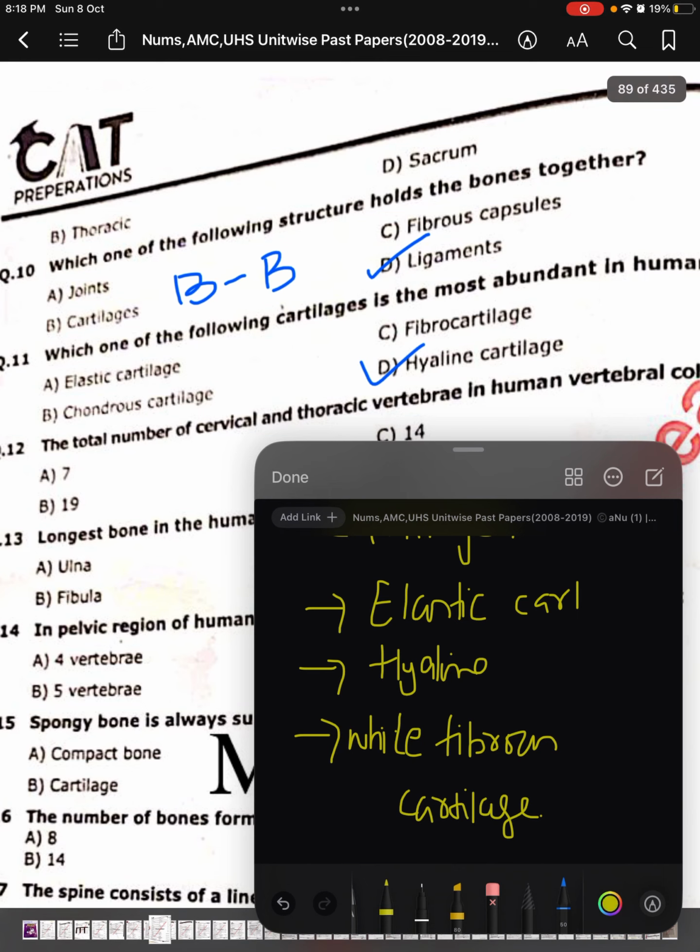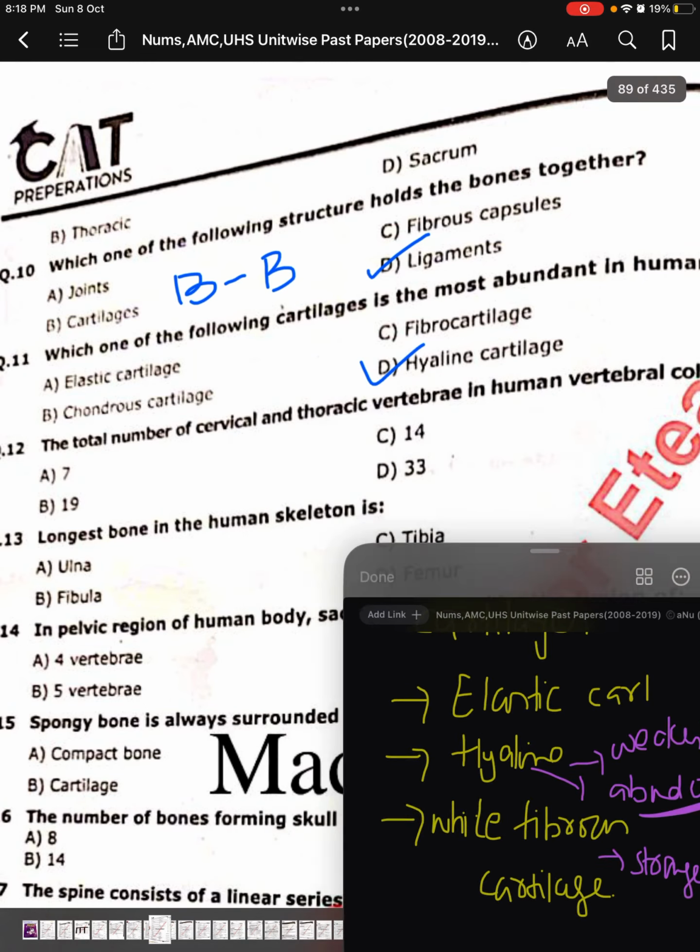Right, so from these, this hyaline is the weakest, and this one is the strongest, and this hyaline is the abundant as well. We got to know about this thing. Hyaline cartilage is the abundant cartilage.